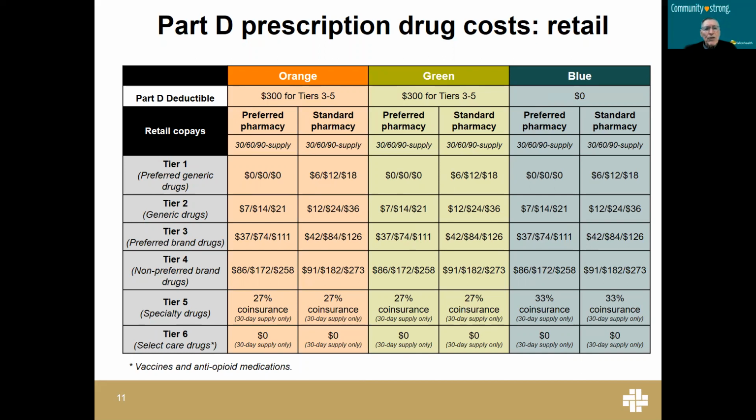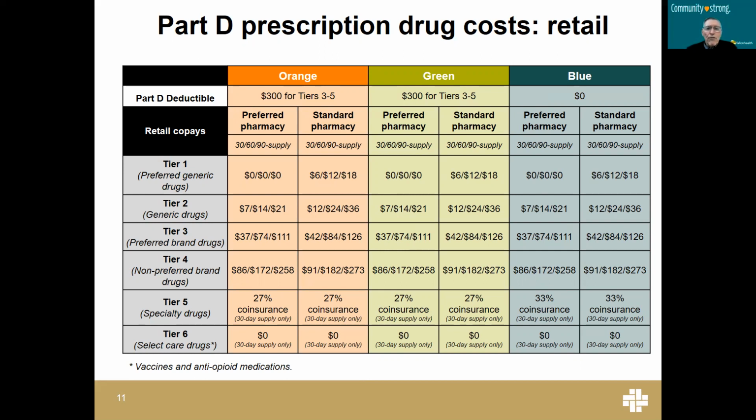So what that means, if you're taking one of the medications that fall under tiers 3, 4, and 5, you will first have to meet the deductible on the orange and green plans before you're eligible to receive the copayment level of the listed pharmacy.